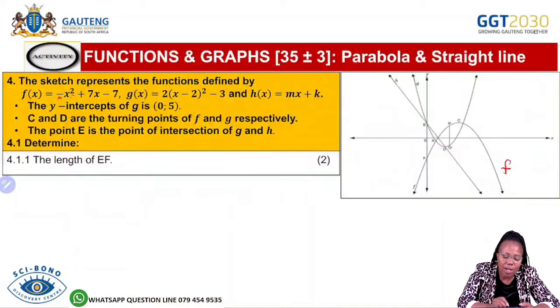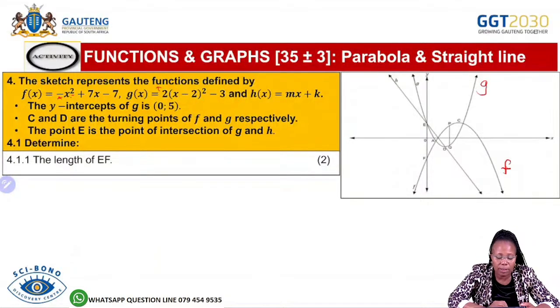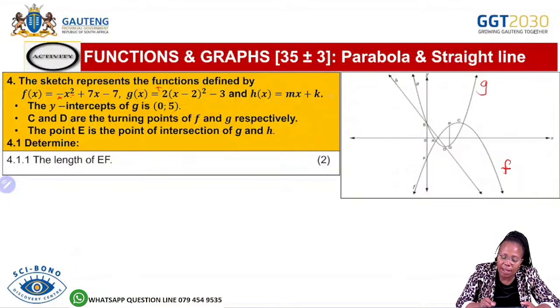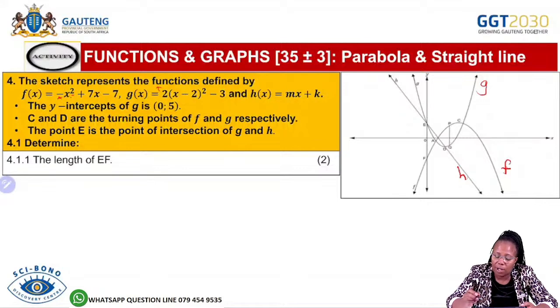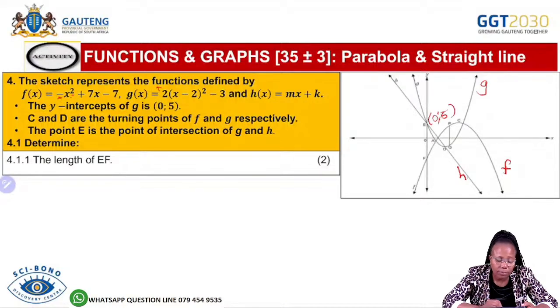And then the second one is g(x) = 2(x minus 2) squared minus 3. Since the a value is positive, it is concave up. That means g is that one. Okay, and then h(x) = mx plus c. Can you see the straight line? That means the straight line is the h graph there. And then the y-intercept of g is (0; 5). That means at E here we are having (0; 5).